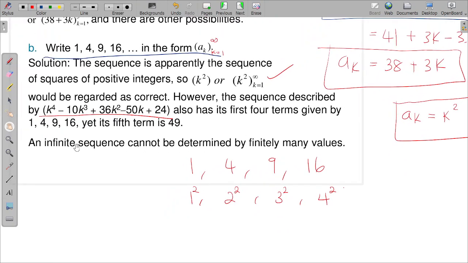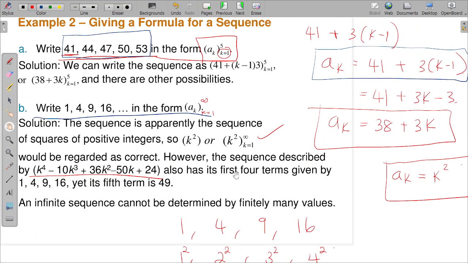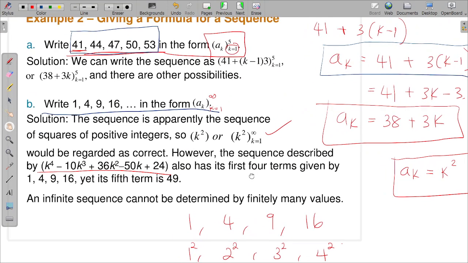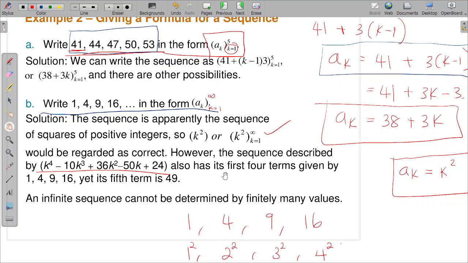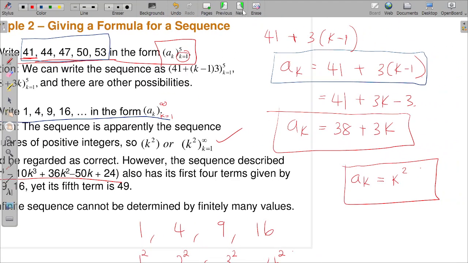So an infinite sequence cannot be determined by finitely many values.